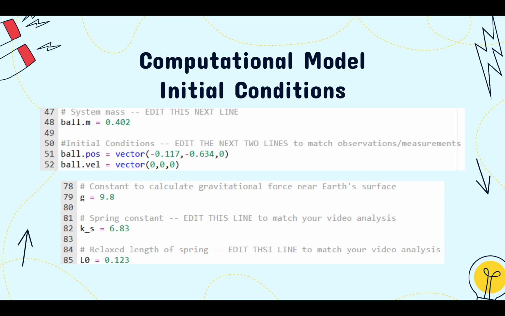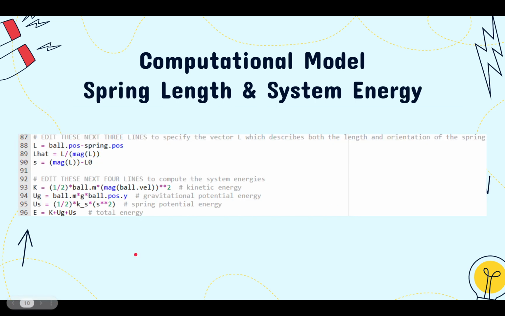In the coding phase, I set up these initial values, including the object's mass, the object's position and velocity, and additionally some constants, such as the gravitational acceleration, 9.8 meters per second squared near Earth's surface, the spring constant, and the relaxed spring length.